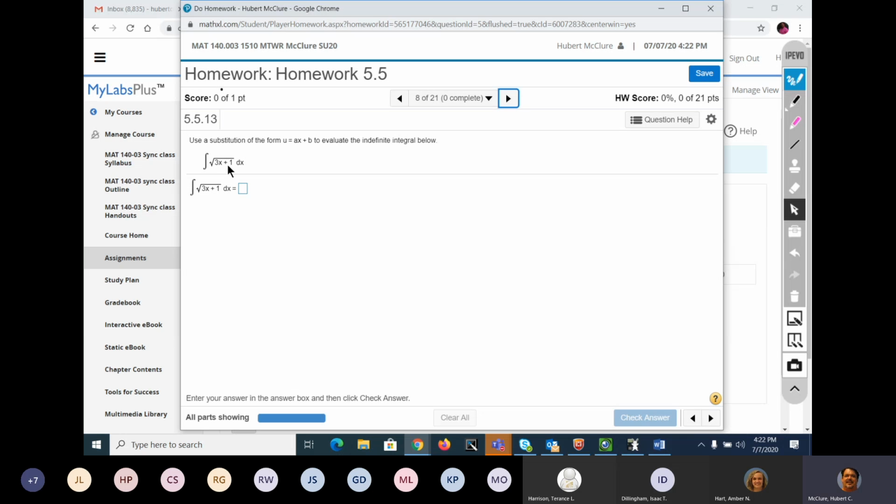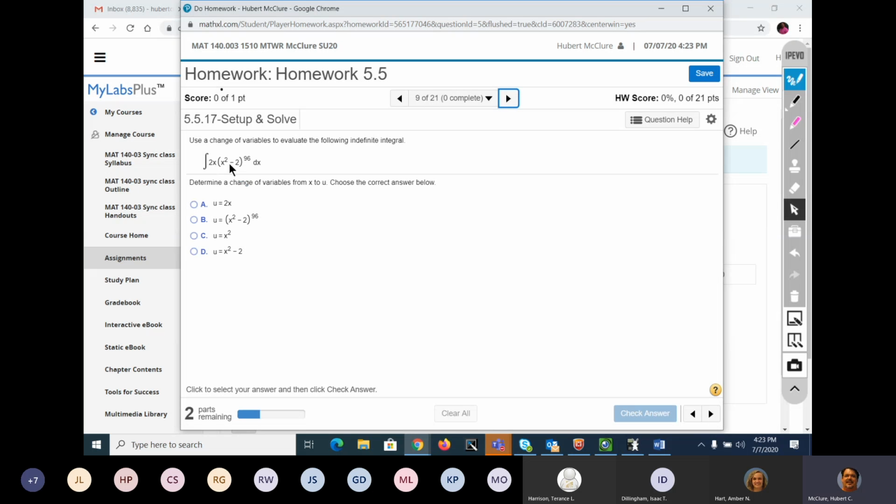u is equal to 3x plus 1. What's the derivative of 3x plus 1? 3 dx. I need a 3 here. I need a 1/3 out front. Same thing here. You don't need anything because you got 2x dx. So that one's just going to be u du. So that's going to be u to the 97th power over 97. Oh, they're just asking you what is u. So some of these are real easy.